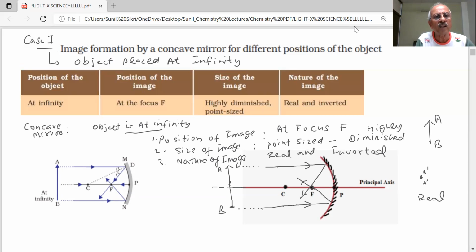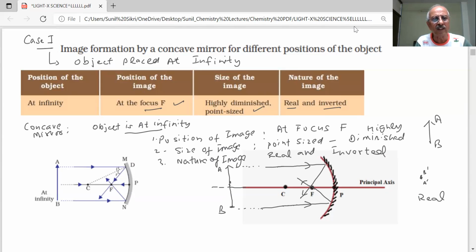So when the object is at infinity, the position of image is at focus, it is point sized, highly diminished, and the nature of the image is real and inverted. Real images are always inverted, virtual images are erect. We learned that. Yes or no? We learned it because in the quiz question paper I will ask all these questions. Real image is inverted, virtual image is erect. Clear? Case one done. Yes, sir.